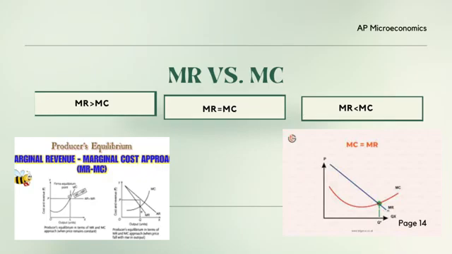Now, a firm can exist in one of three positions. The first one is when marginal revenue is greater than marginal cost. Second, marginal revenue is less than marginal cost. Or third, where marginal revenue equals marginal cost.